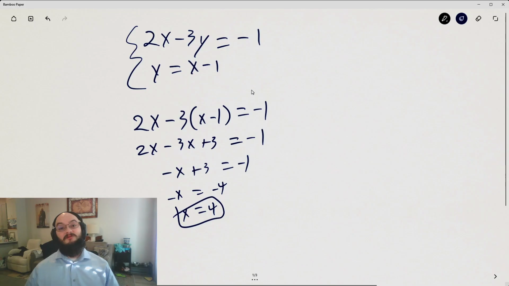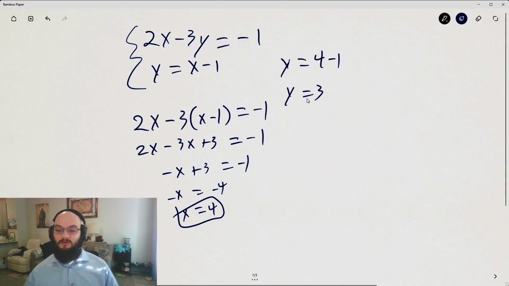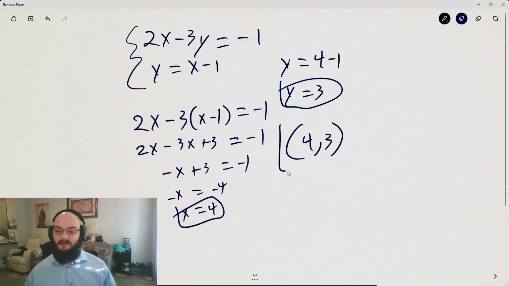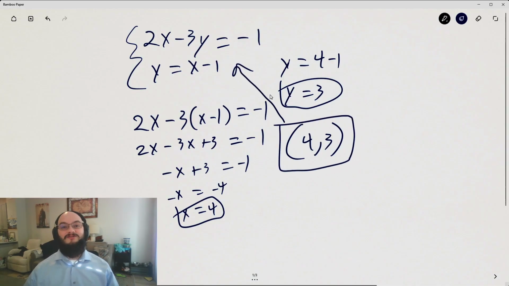We now will substitute this back into one of our equations. We'll use this one down here because it's simpler. y is equal to 4 minus 1, which means y is equal to 3. Finally, make sure we write our answer as an ordered pair, 4, 3, and this is our final answer for this system of equations solved through substitution.